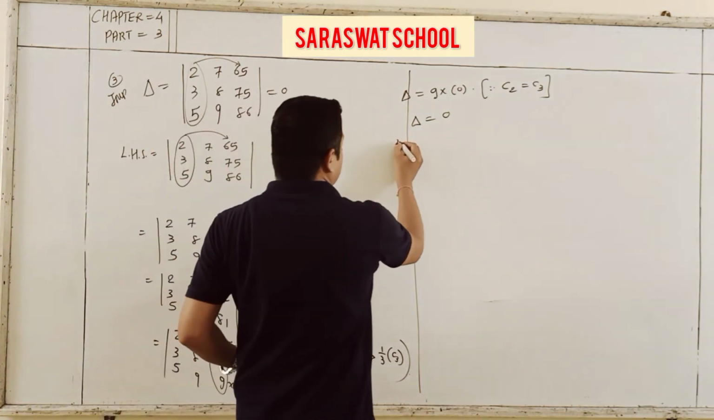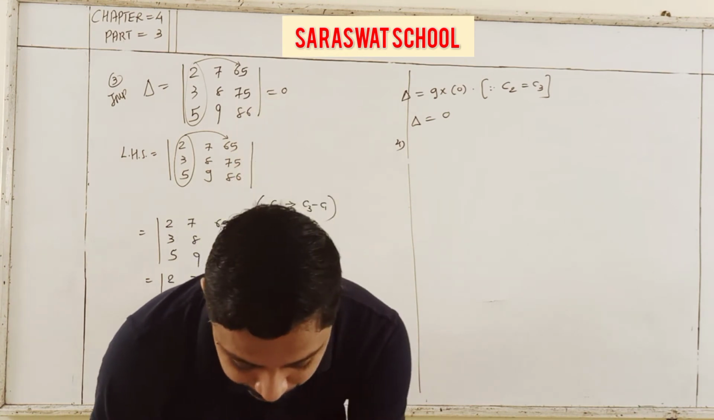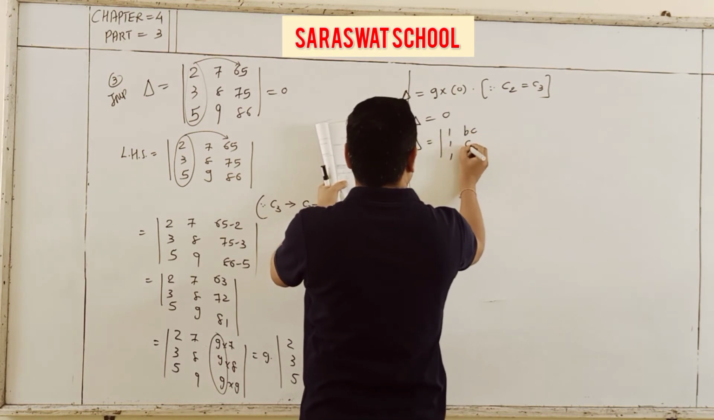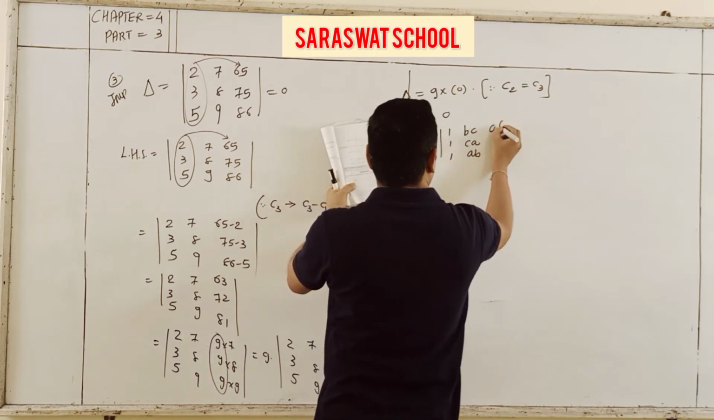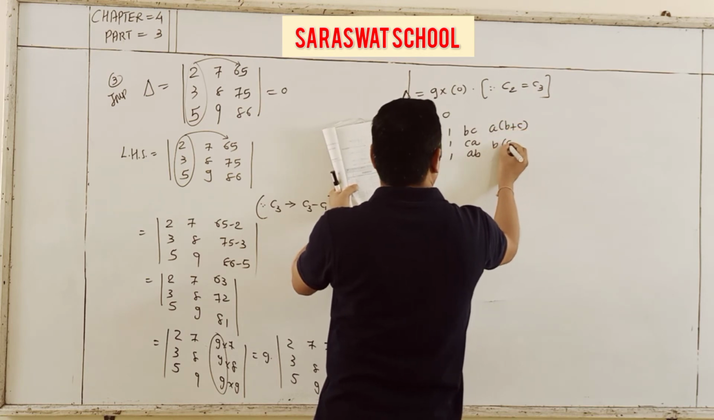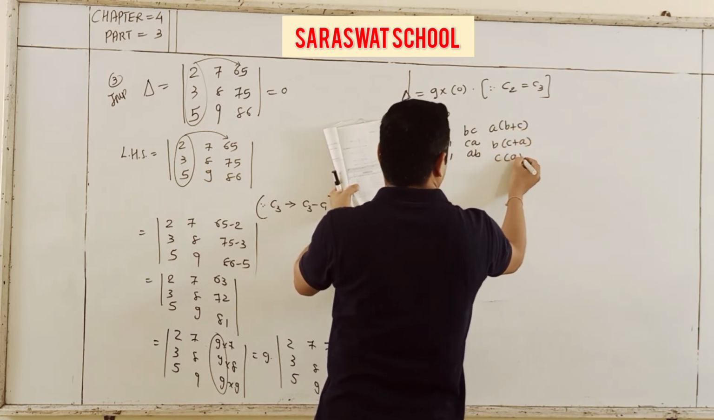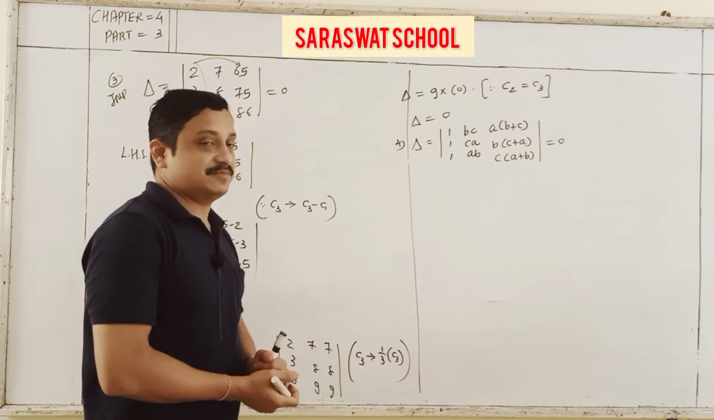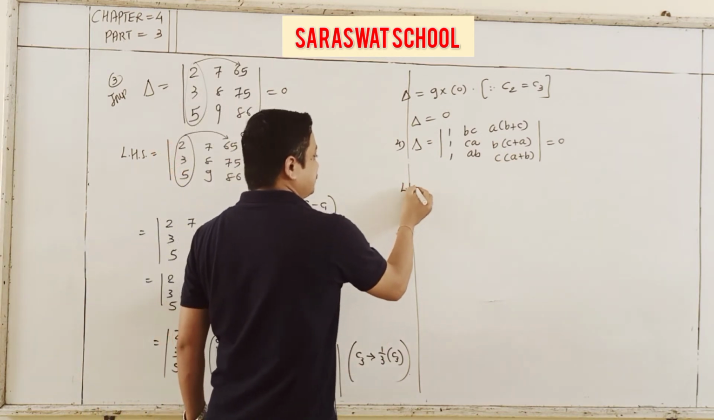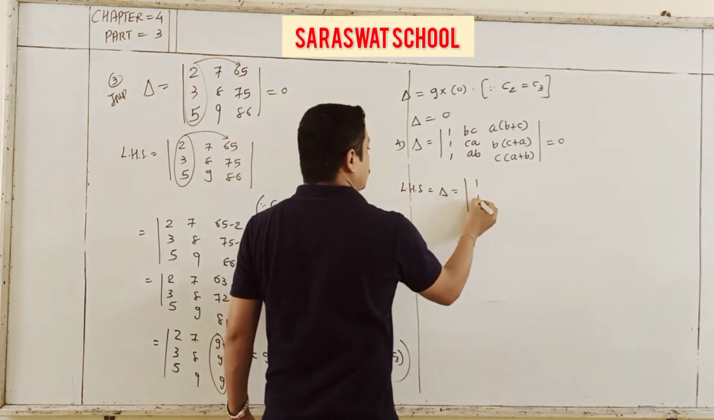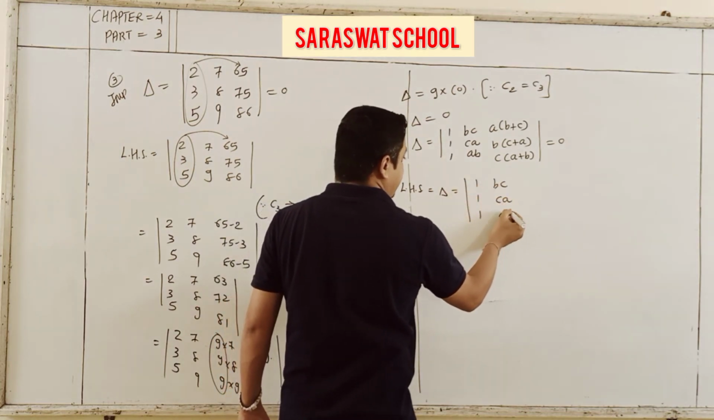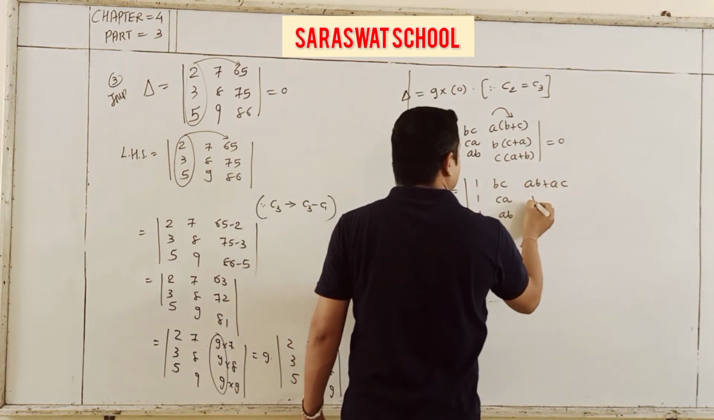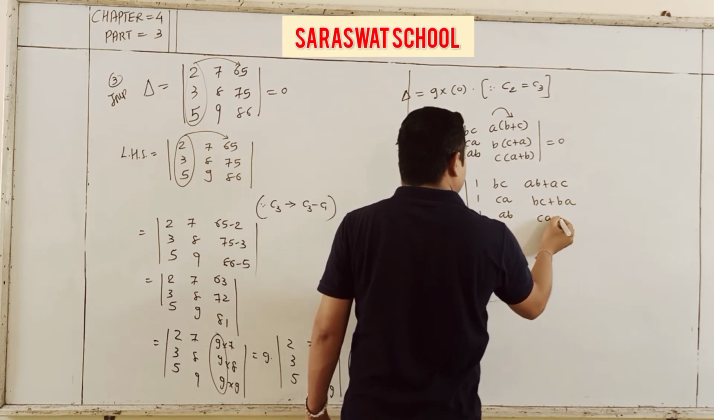Okay students, now fourth, using properties again, prove the answer is 0. Del has rows 1 1 1; BC, CA, AB; and A with B plus C, B with C plus A, and C with A plus B. Very easy. I just take LHS: 1 1 1; BC, CA, AB; and these multiplied out: AB plus AC, BC plus BA, and CA plus CB.